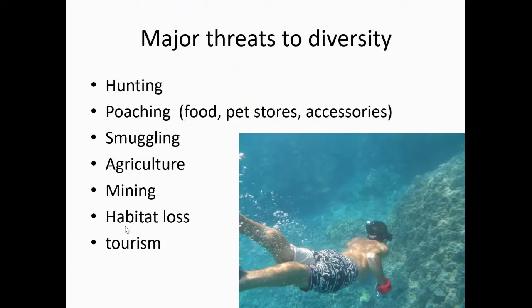There are a lot of threats to biodiversity. Things like hunting and poaching. Smuggling is another problem. Agriculture is a problem. Not all agriculture is bad. The issue is things like palm oil plantations or large-scale feeding operations. Mining is devastating. Habitat loss is a major threat. Even tourism is. Coral reefs are heavily damaged by humans wearing sunscreen, chemical sunscreen, when they're swimming, or even being idiots and standing on coral.